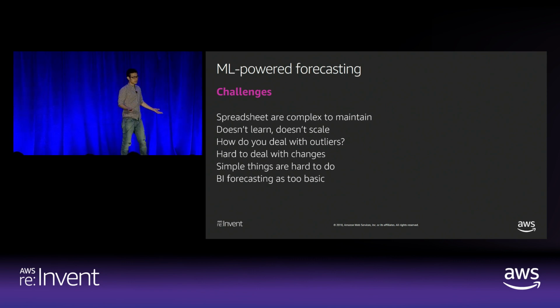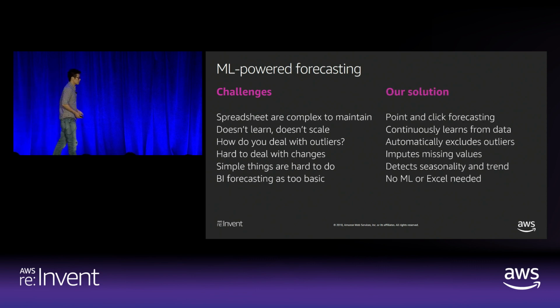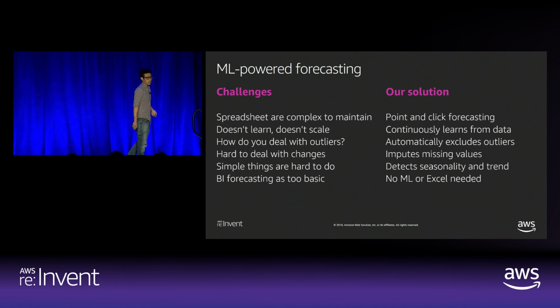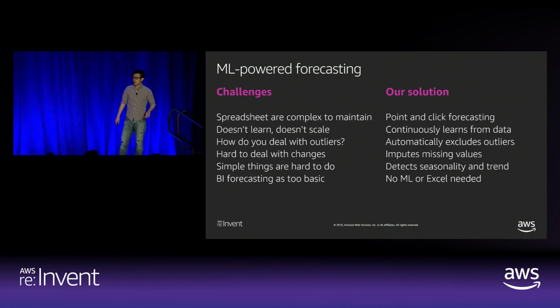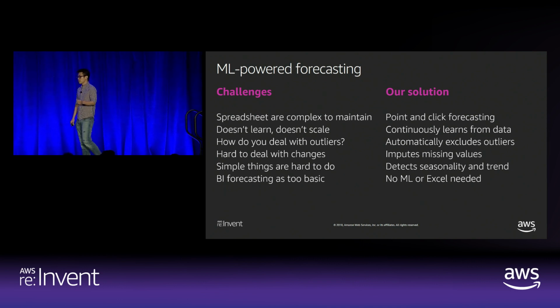And a lot of the BI tools today that you see out there do provide out-of-box forecasting support, but those tend to be very, very simple and basic. So with QuickSight's ML-powered forecasting, what we're trying to do is provide very easy-to-use, point-and-click forecasting that anybody can do. If you have a QuickSight dashboard that you share with your business users, say a sales executive or a marketing person, they should be able to just pull up a dashboard with a few clicks and get a really, really good forecast.